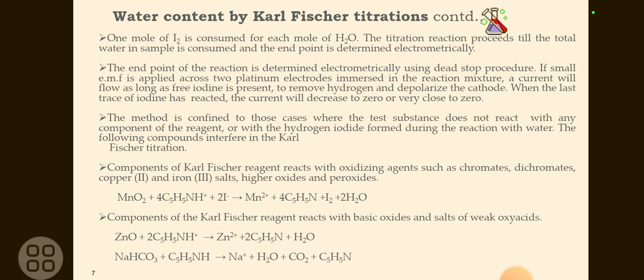If a small electromagnetic force is applied across two platinum electrodes immersed in the reaction mixture, a current will flow as long as free iodine is present. Yes, as I explained before, this is to remove the hydrogen and depolarize the cathode, that means to neutralize the water. When the last traces of iodine have reacted, the current will decrease to zero. That means the complete iodine is consumed, and so the complete water content in that solution has been titrated. Then the current decreases to close to zero, and there the titration ends.